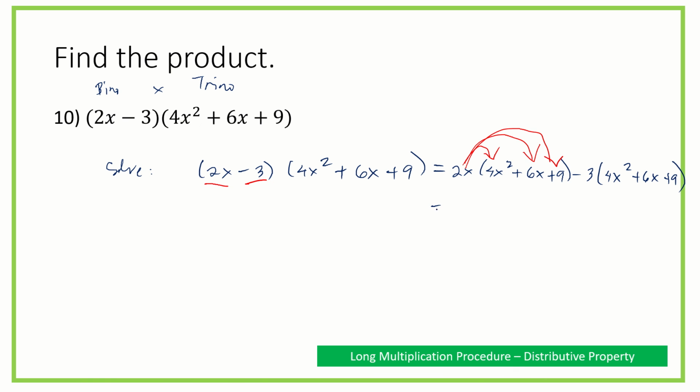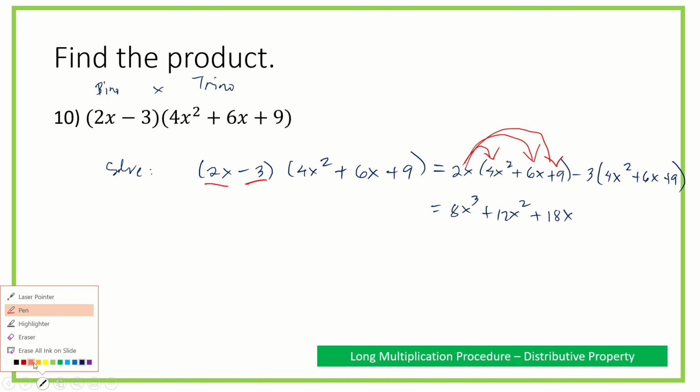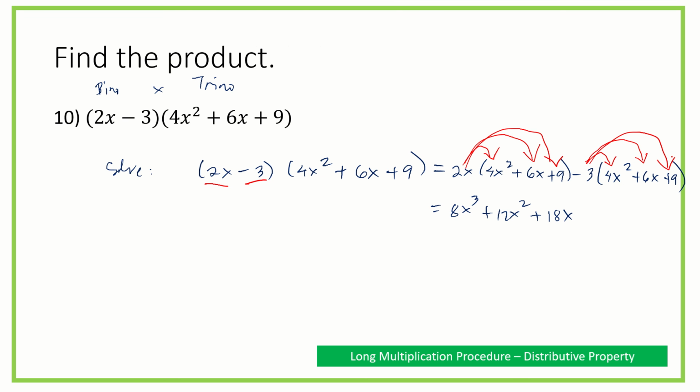So with that, you will get 8x cubed. 2x times 6x is 12x squared. 2x times 9 is 18x. And we proceed to our negative 3. You can consider this one as negative 3 because it's just the same as plus negative 3. So negative 3 times 4x squared, negative 3 times 6x, and negative 3 times 9.